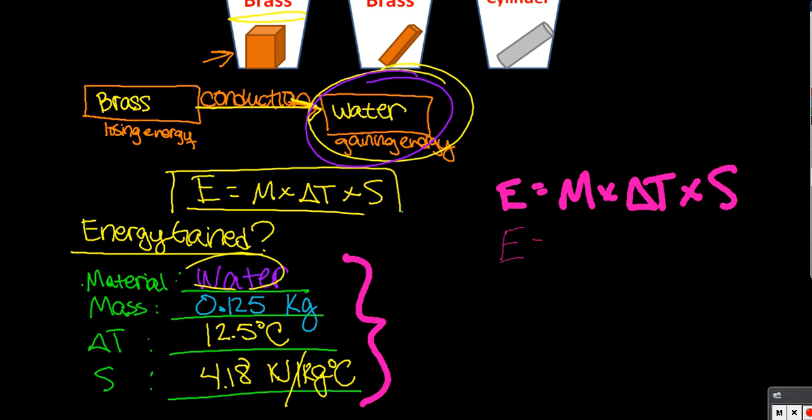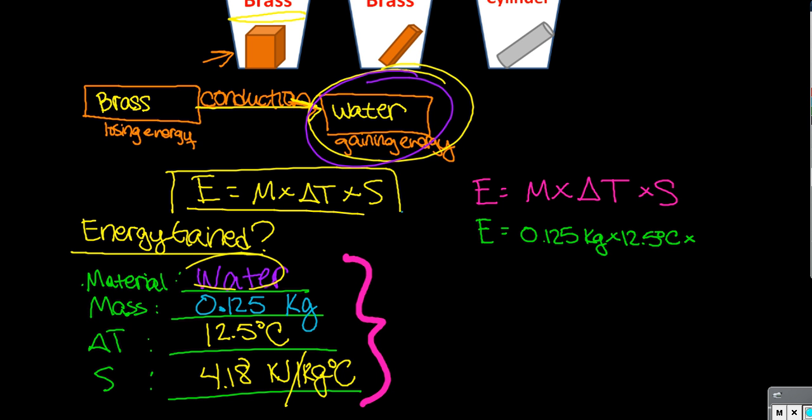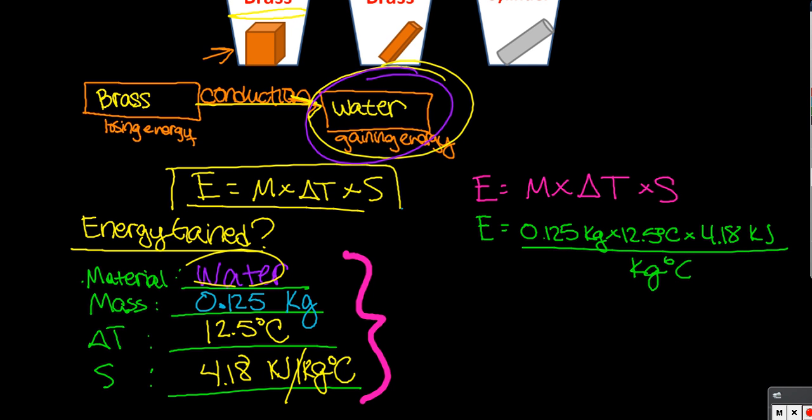We don't know what energy is yet. We know that the mass is 0.125 kilograms. The change in temperature, 12.5. And the specific heat of water is 4.18 kilojoules for every kilogram degrees Celsius. Now you can cancel out what is repeated. So on the top and the bottom we have a kilogram, and then there's also degrees Celsius repeated. There's no kilojoules on the bottom, so we can't cross that out. That will be our final unit.